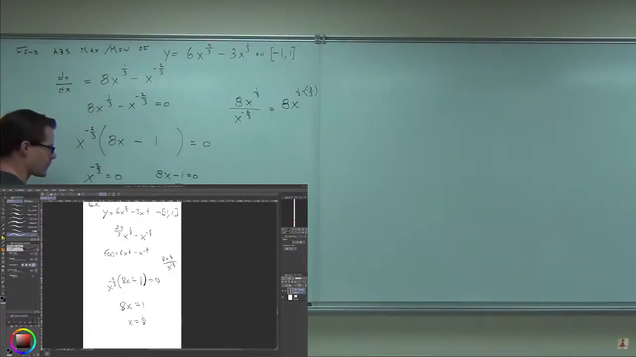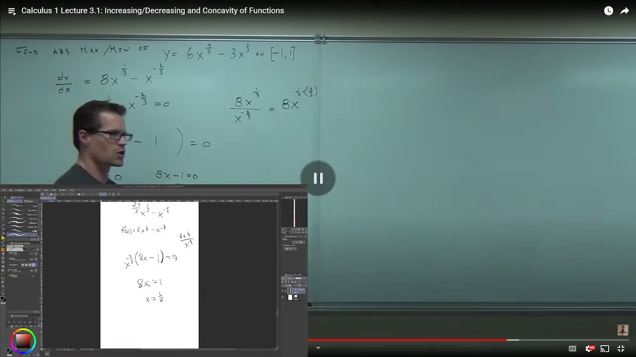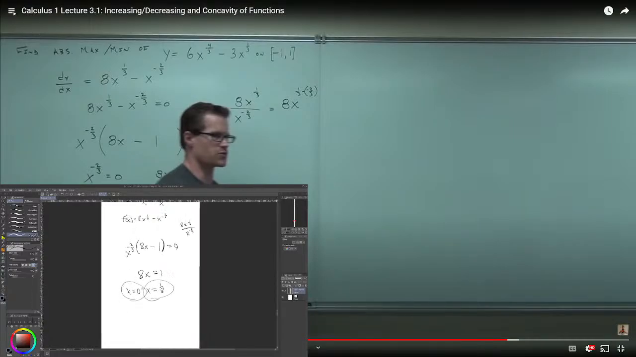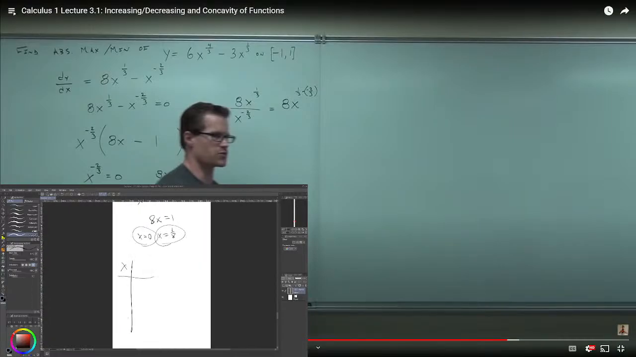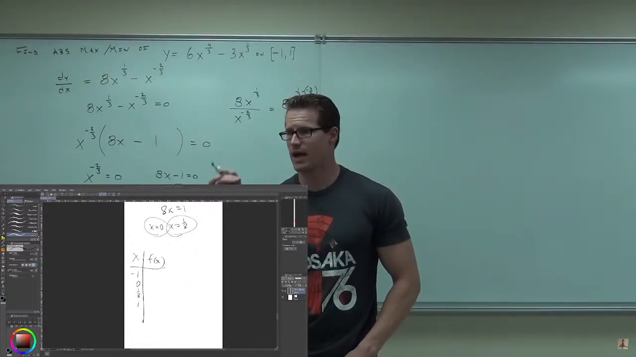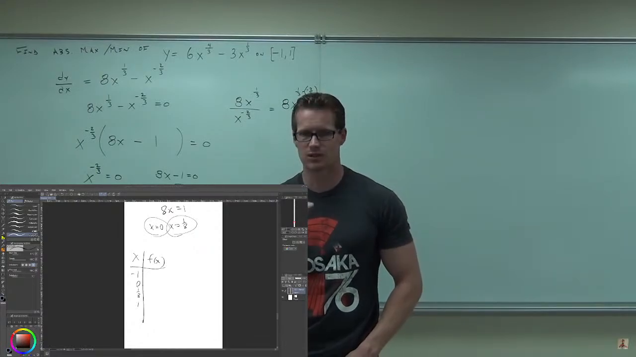What are those numbers called that we just found? Critical points or critical numbers. I think your book might use critical numbers. Those are where you have the potential of having a horizontal slope, or I'm sorry, you do have horizontal slope. Potential of having relative max or relative min.